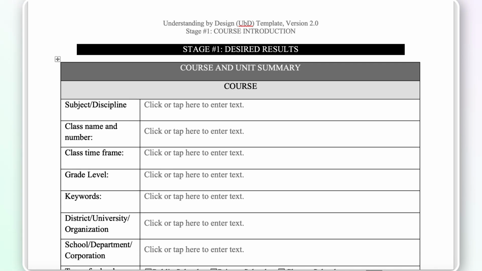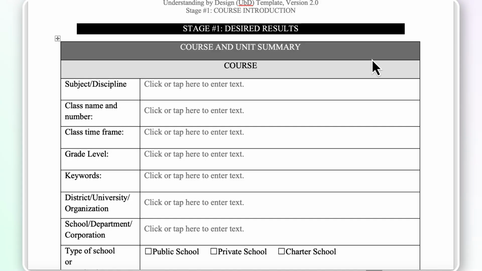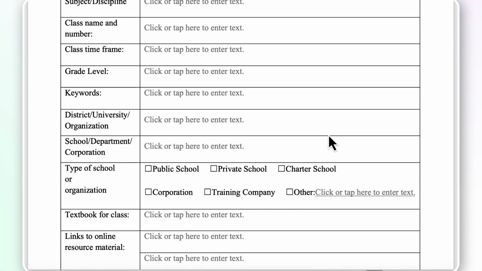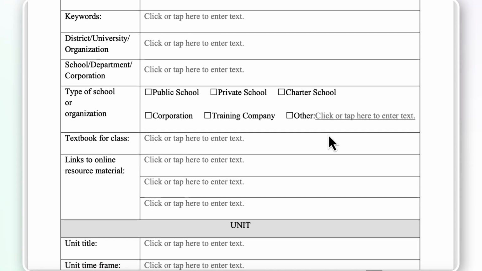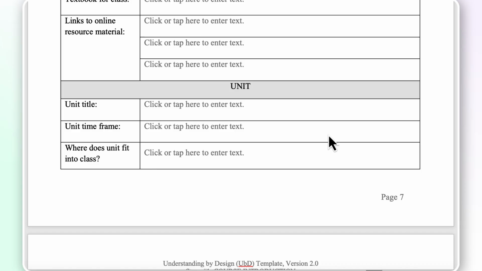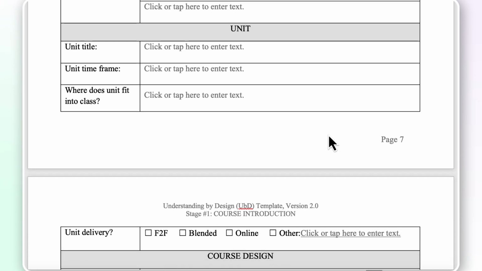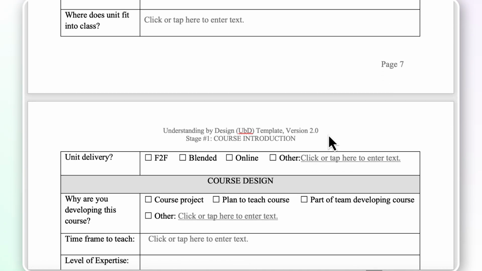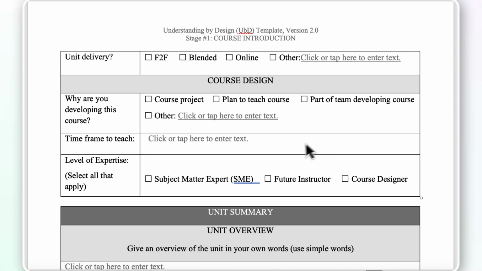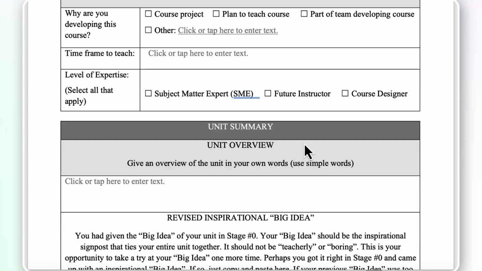This section here talks about the different subjects, the class, the time frame, all sorts of information about the actual course. Then we get into the actual unit information, like the title, the time frame for the unit, like how long is it going to take, where does it fit into the course, as well as some other aspects of the course, such as the rationale, the time frame that you have to teach the course, and then the level of expertise as well.